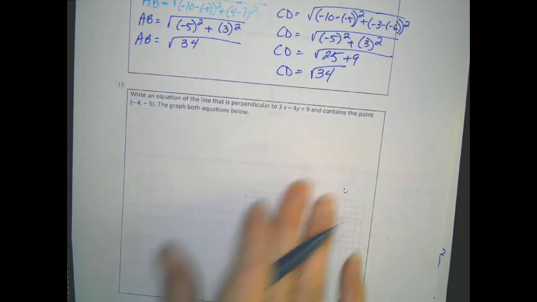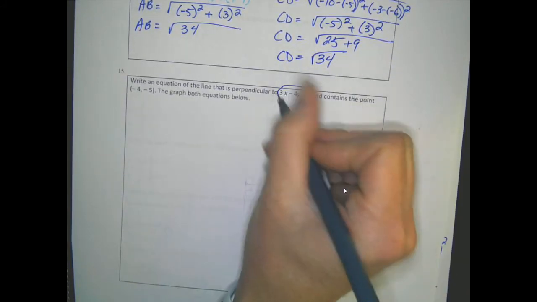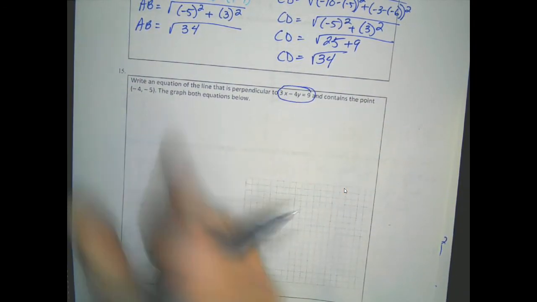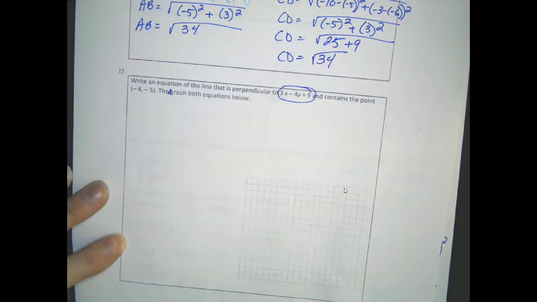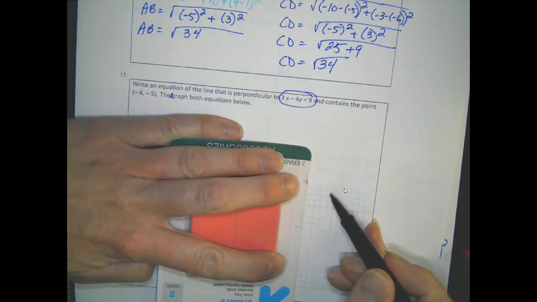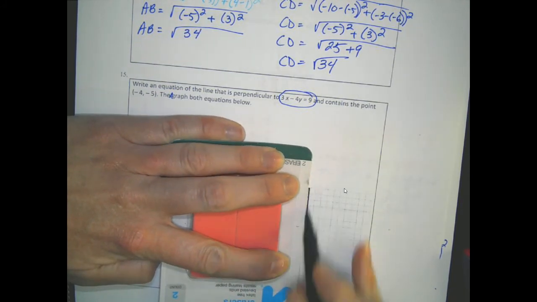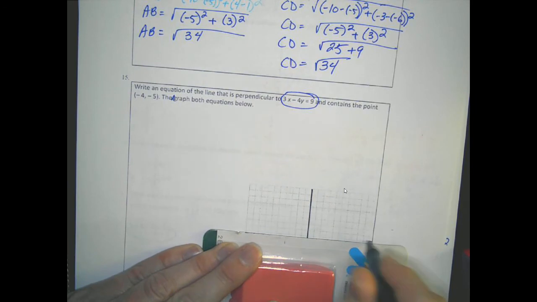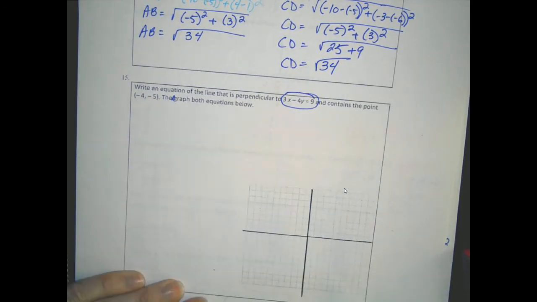And last but not least, this is: write an equation of a line that is perpendicular to this line right here and contains the point -4, -5. Then it should say, then graph both equations below. Okay, so I'm going to do the same thing. I'm going to just make a little coordinate plane here. Okay, hopefully that'll be good. I don't know, we'll see.